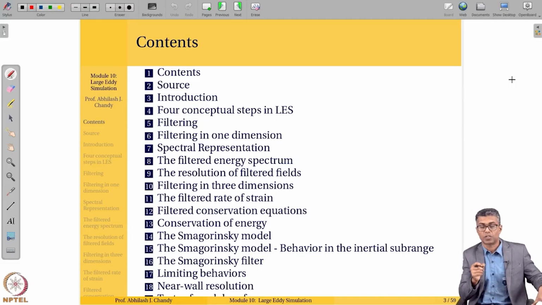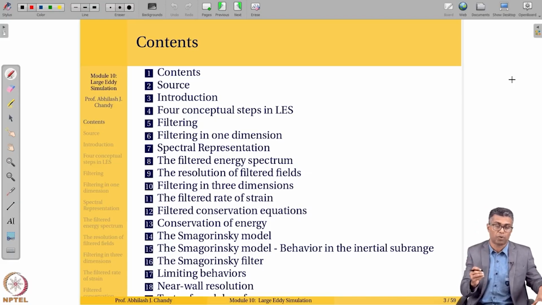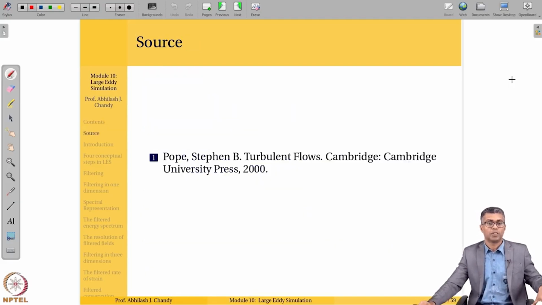And so this is one of the key models available in LES, an important model that is used widely, very widely popular. The Smagorinsky model is what we call an eddy viscosity type model or a subgrid scale model that comes about when you filter the Navier-Stokes equations. We'll look at that in detail in this module. We'll look at some limiting behaviors, what the Kolmogorov resolution means for LES, so on and so forth. Okay. So a whole bunch of things to cover. Most of the notes here are from Steve Pope's book.